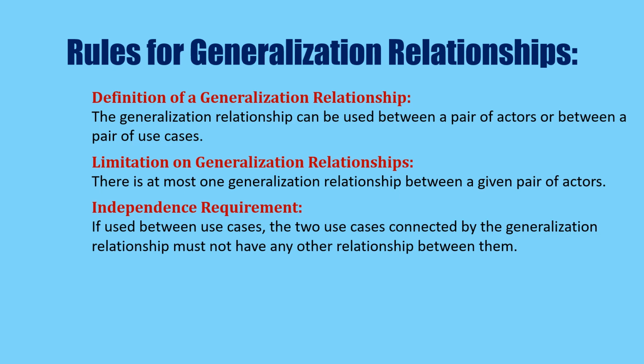Independence requirement. If used between use cases, the two use cases connected by the generalization relationship must not have any other relationship between them. In other words, they are independent of each other. The generalization relationship only helps the designer in coding. For example, in a banking system, the use cases withdraw funds and deposit funds may have a generalization relationship, indicating they share common functionality but do not directly interact with each other.